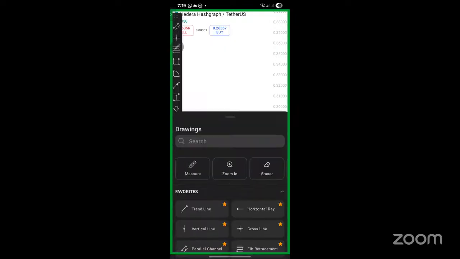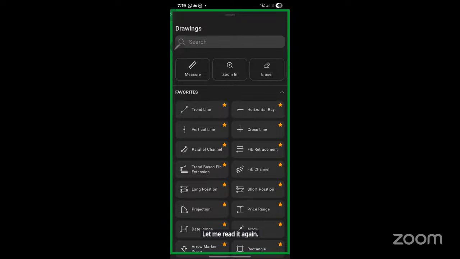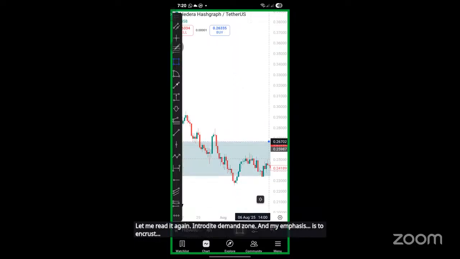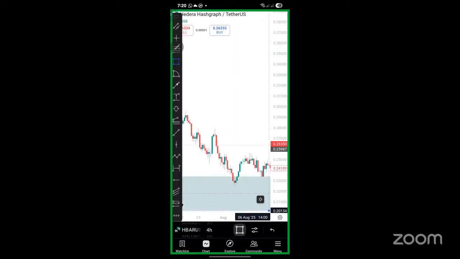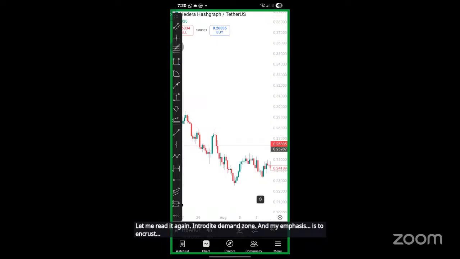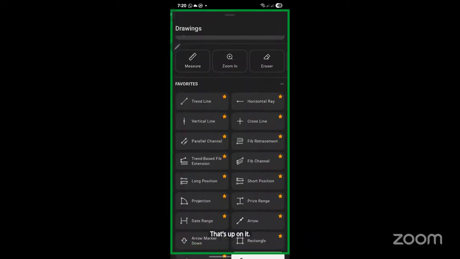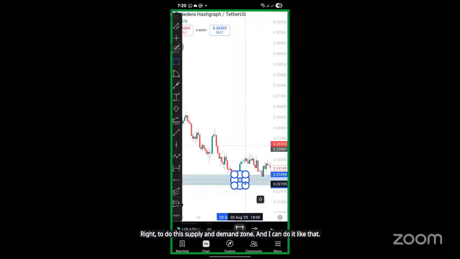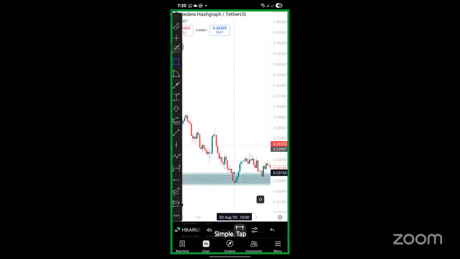Let me do it again. I need to do the demand zone, and my emphasis is to enclose it. Tap on it like this. I need to do the supply and the demand zone, and I can do it like that. Simple. Tap on the screen and it remains there. So that is my demand zone.